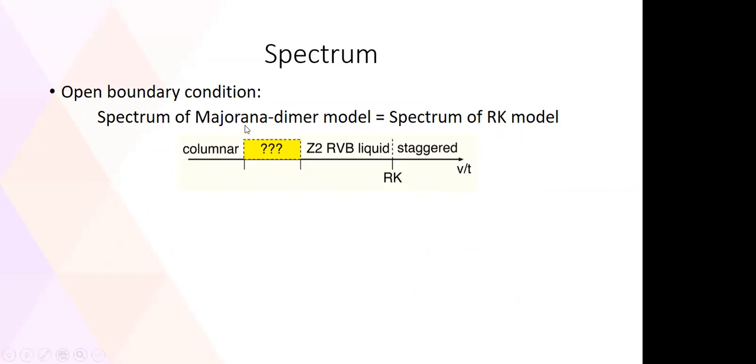The spectrum of the Majorana dimer model on this triangular lattice is the same as the triangular RK Hamiltonian. So the phase diagram is also the same. And we know that in the non-Majorana case we have no gapless edge modes. So in the Majorana dimer model we also have no gapless edge modes. So this is a pretty neat result.